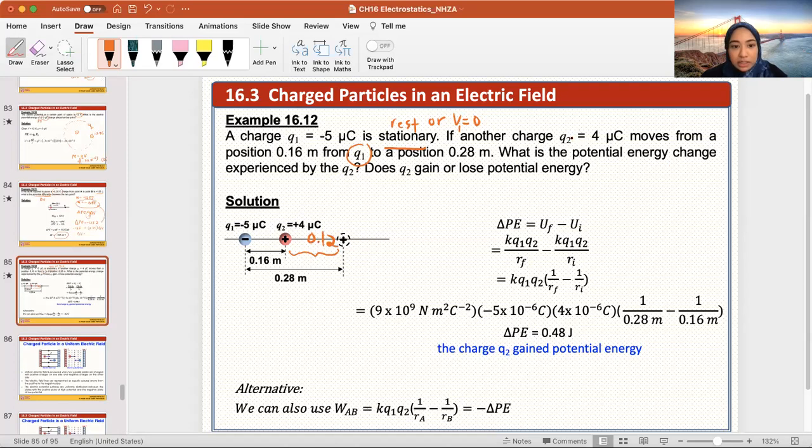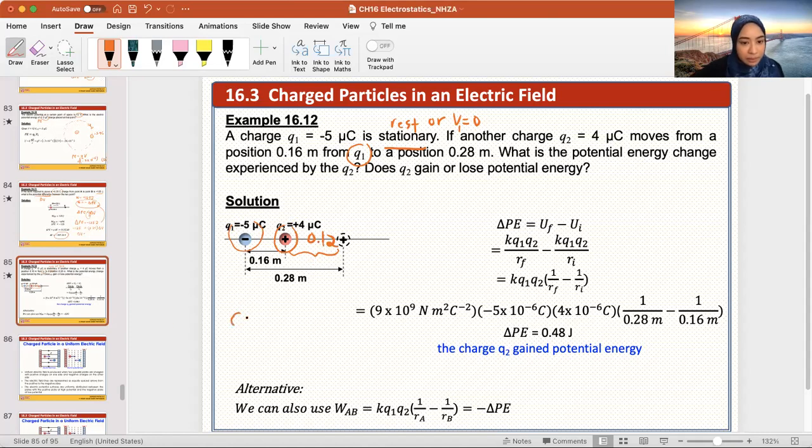Okay, so what is the potential energy change experienced by Q2? Does Q2 gain or lose potential energy? If I want to look at this intuitively, I'm not going for the calculations yet. So I have a positive charge and I'm moving away from a negative charge. This is my source charge because the source is not moving, and this one is moving. So I'm going away from a negative charge, which means that I'm going towards a higher potential, right?